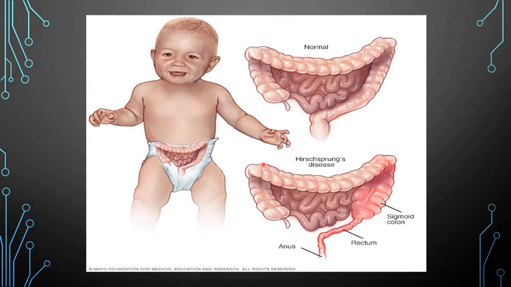So this is a picture of Hirschsprung disease, which is most commonly seen in infants. This is a normal picture and this is the diseased picture. So you can see the dilatation of the rectosigmoid colon part because of the absence of Auerbach's plexus in this region. So the treatment will be cutting and anastomosing the cut ends.